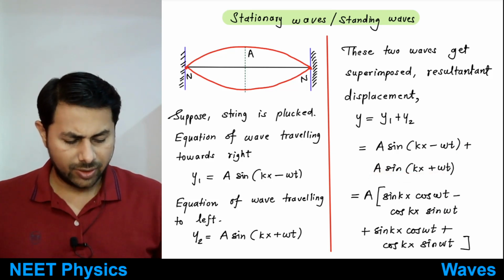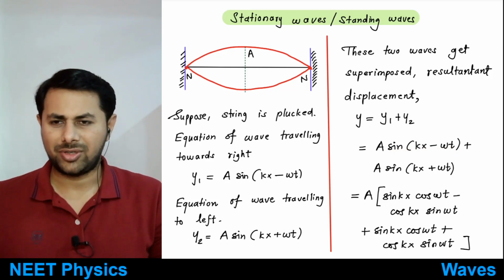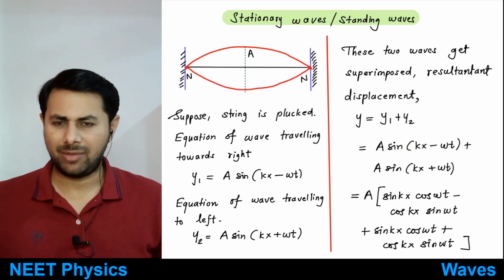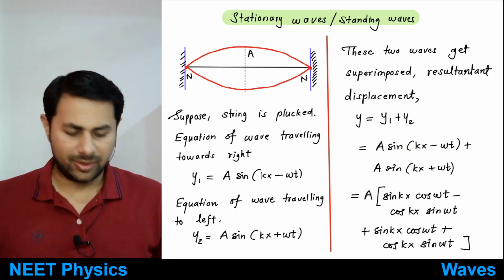Now you can just make use of the formula: sin(A + B) = sin A cos B + cos A sin B, and sin(A - B) = sin A cos B - cos A sin B.